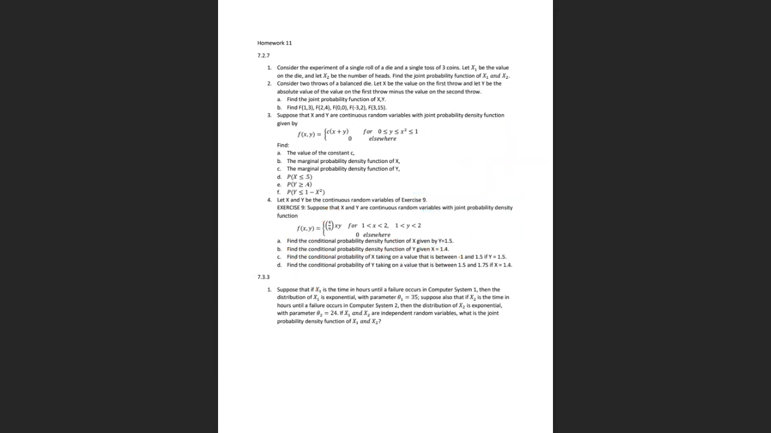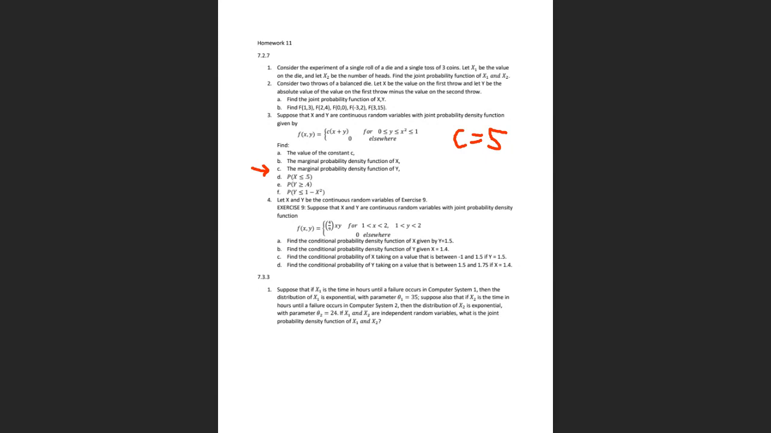Okay, so now you said part A and part C, right? Yeah, in part C, I saw the solution, and I didn't understand how it went because you had the integral going from negative 1 to negative square root of y. I didn't understand where that interval came from.